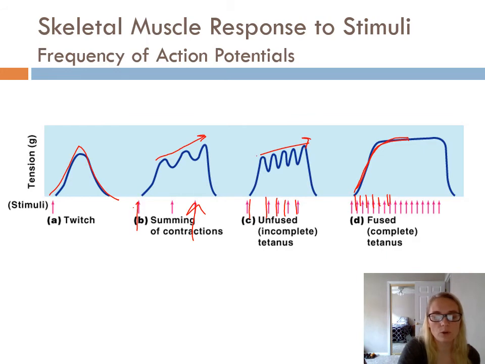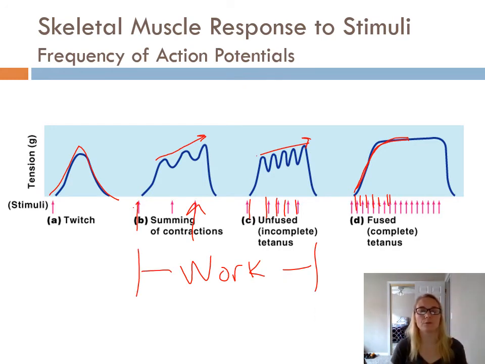So most of our normal work is done between these two speeds, if you will, or frequencies of how fast these electrical impulses show up. Twitches don't let us do anything because it's just one quick twitch. Fused tetanus doesn't do us anything because our muscles are tight and contracted completely. It is between summation of the waves and incomplete tetanus where we can generate a variety of amounts of tension based on how many muscle cells are being stimulated at those particular frequencies.